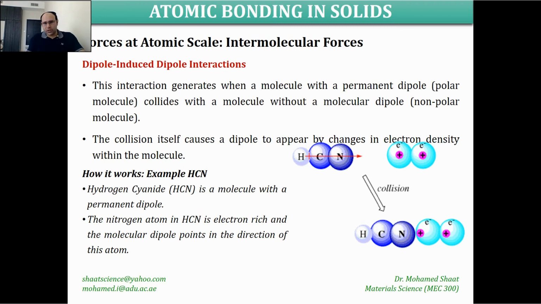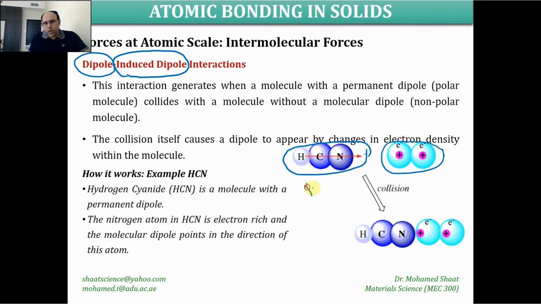The second type of the intermolecular forces is dipole and induced dipole interaction. It means that we have two objects. One object has a permanent dipole, and the second object has an instantaneous dipole, or has no dipole by nature, but it would create a dipole moment upon collision, which typically happens if we have two molecules. This is molecule 1 and this is the second molecule. Assume that. So the first molecule is a polar molecule. Polar means that it has a permanent dipole.